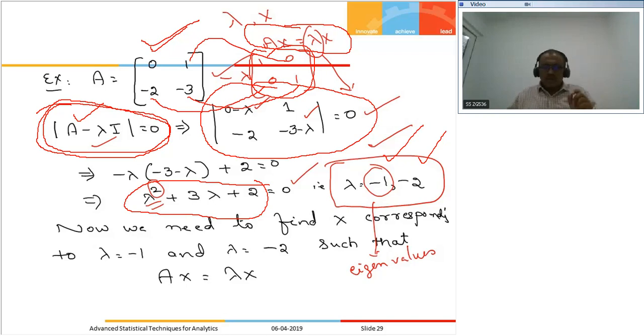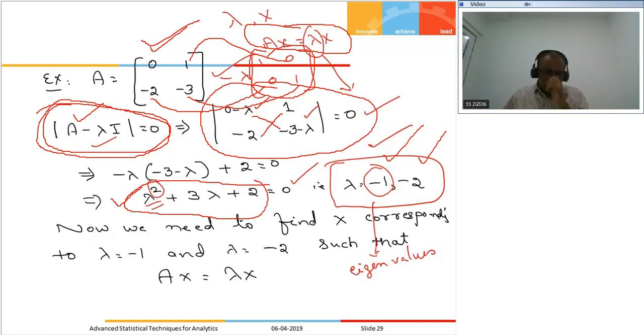Now we expand this determinant. It's a simple determinant where it is AD minus BC. So 0 minus lambda into minus 3 minus lambda, minus of minus 2 into minus 1, therefore it is plus 2. And if we simplify this, we'll get lambda square plus 3 lambda plus 2 equal to 0. If it is bigger, the simplification is time consuming. You will get a cubic equation here, lambda cube plus 3 lambda square minus 2 lambda plus 4 equal to 0. Like this, we'll get a cubic equation.